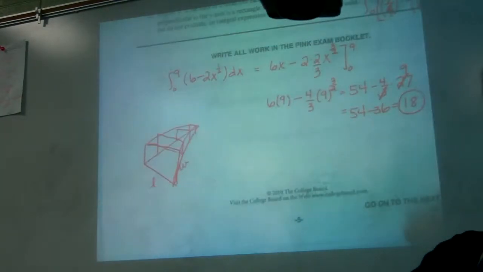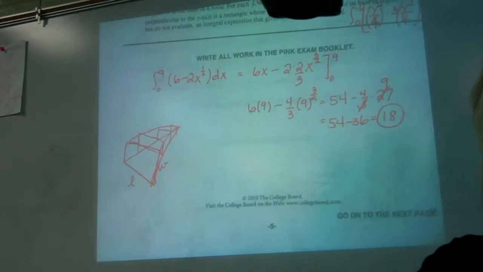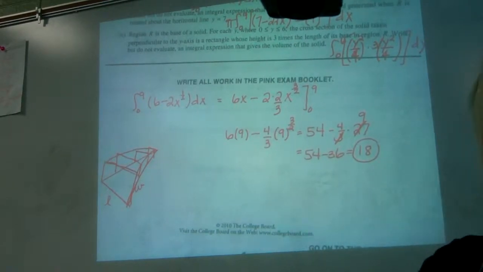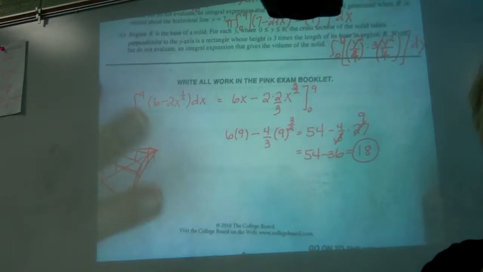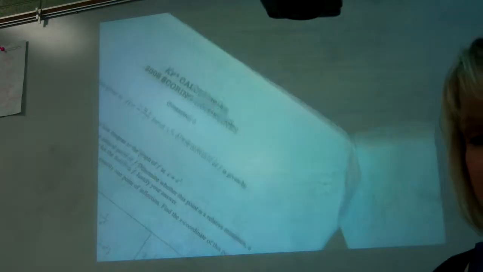Does this make a little bit of sense? This is one type of problem that you will see. This will be on there. It may not be rectangles, it might be squares. They might have you rotate in a different direction, but there'll be an area between curves volume problem. So let's look at another one.